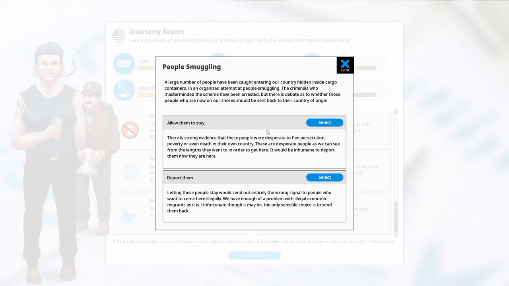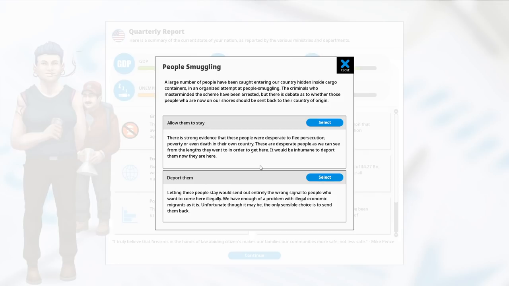Ooh, we've got people smuggling. So, okay, people entering the country inside cargo containers. Organized attempt at people smuggling. So, the criminals have been arrested. What do we do with the people? Ooh, that's tricky. Okay. So, inhumane to deport them now they're here. Or, wrong signal, there might be a pull factor going forwards.